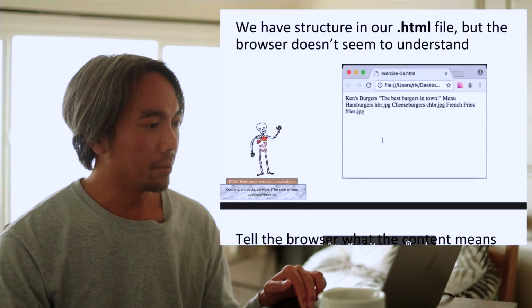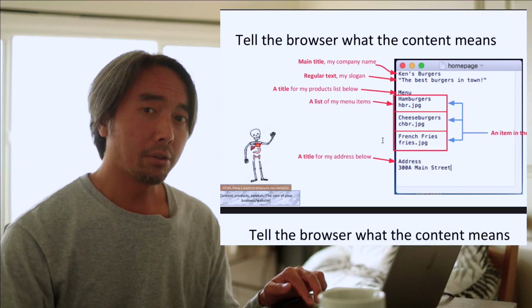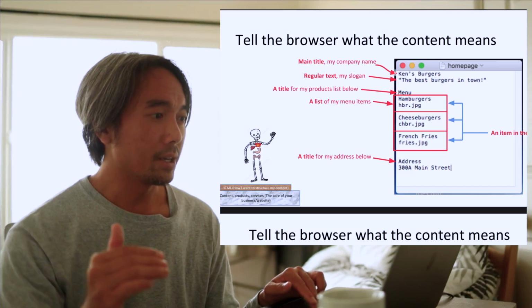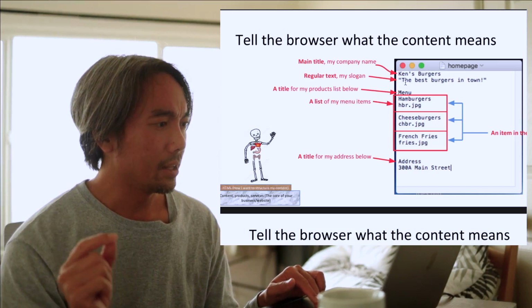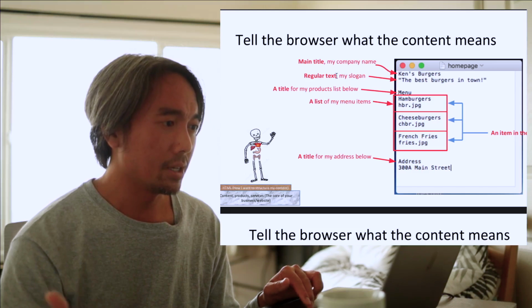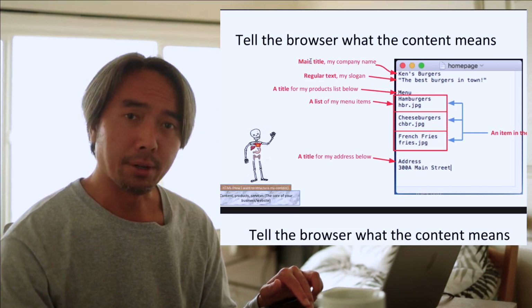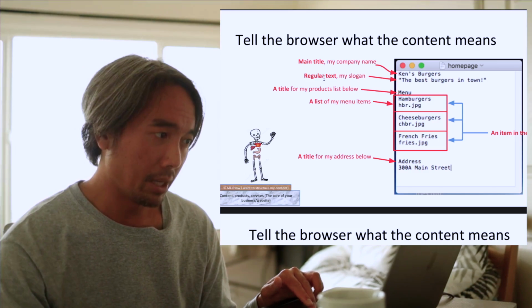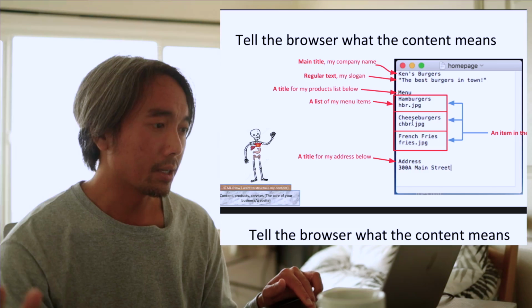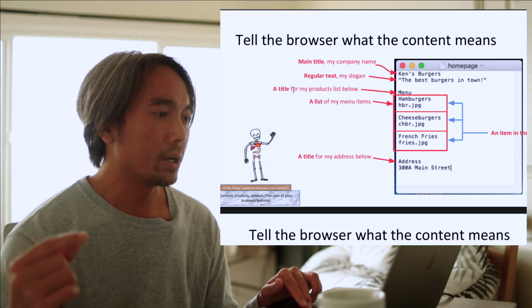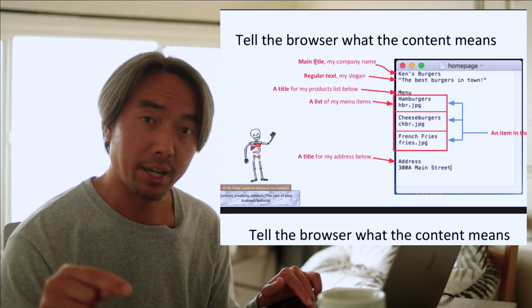So that brings us to the point of what the purpose of HTML is. Well, the purpose of HTML is to tell your browser, hey, this is what Ken's Burger means. It's the title of my page. Hey, this is what the best burgers in town means. It's just regular text. It's my slogan, so I don't want to give it the same priority as my title. So I just call it some regular text on my page. Next, the menu, the list of products. This menu text itself, I also want to tell the browser, hey, this is also a title, but maybe of less importance than the main title.